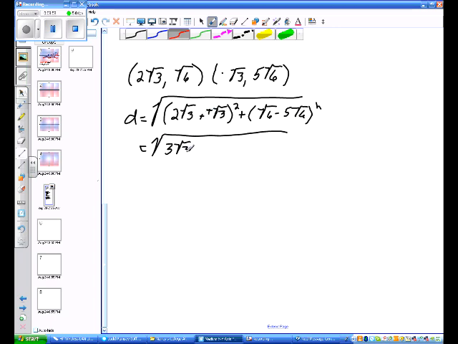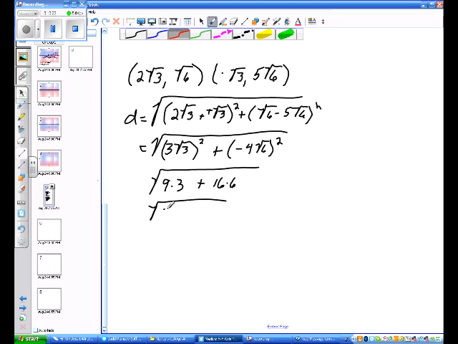So this is 3 square roots of 3 squared. And this would be negative 4 square roots of 6 squared. Now when we square a product, we square each factor. So 3 squared is 9. Square root of 3 squared is 3. Negative 4 squared is 16. Square root of 6 squared is 6. So we have 27 plus 96, which is 123.